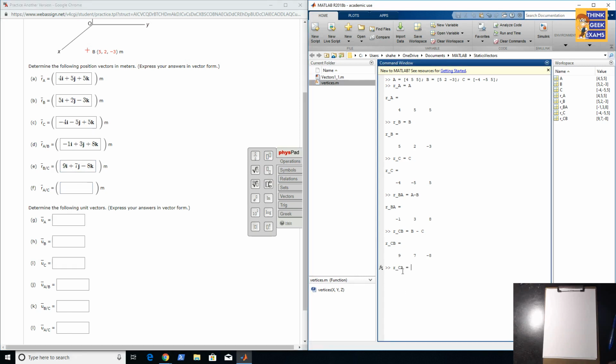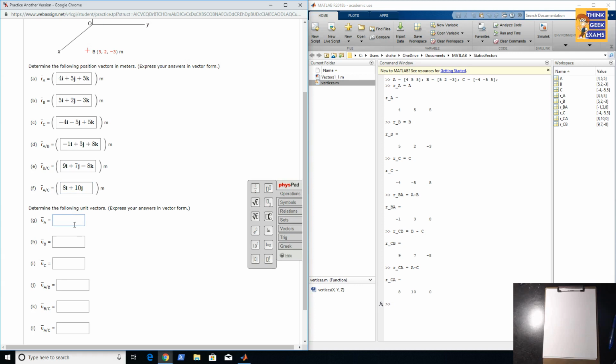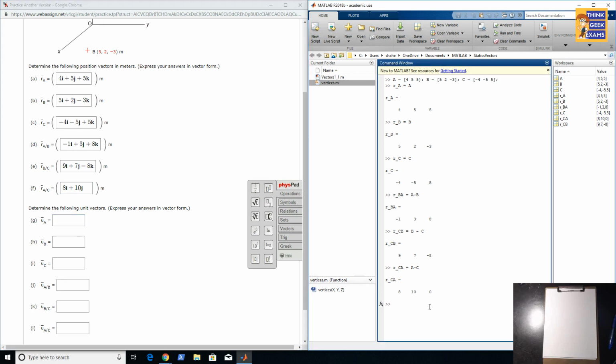All right, RCA, and it's A minus C. That is going to be 8i plus 10j. Yeah, that's enough. So now we're going to get the unit vectors for these. UA equals RA divided by the norm of RA.